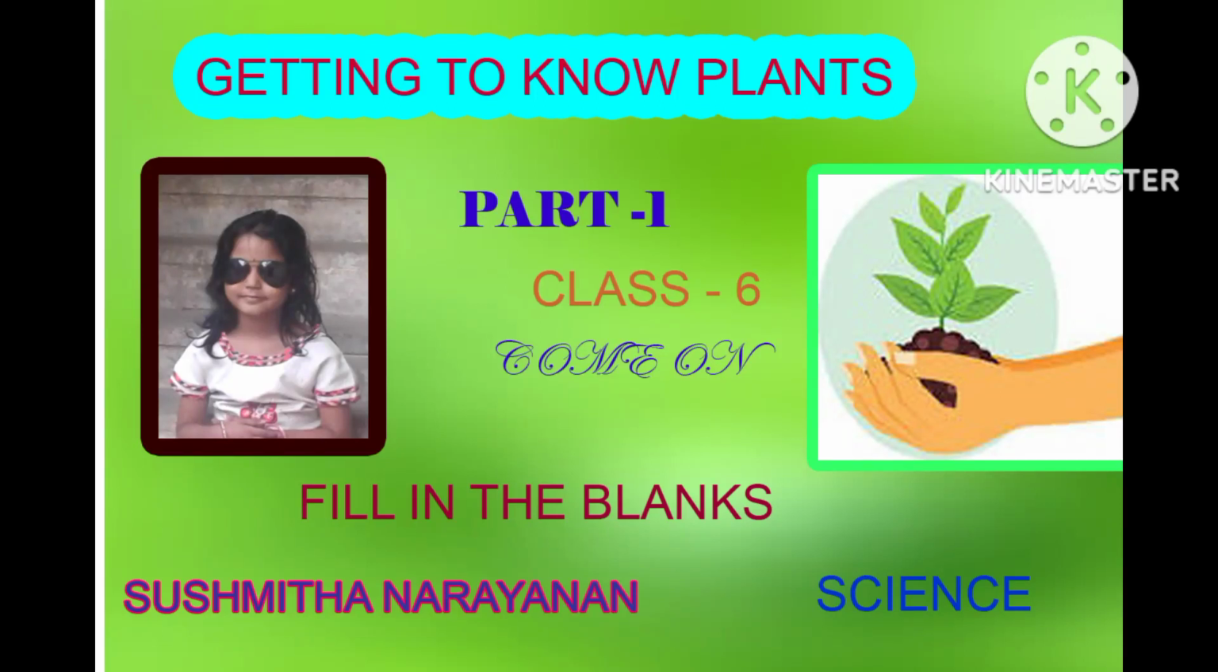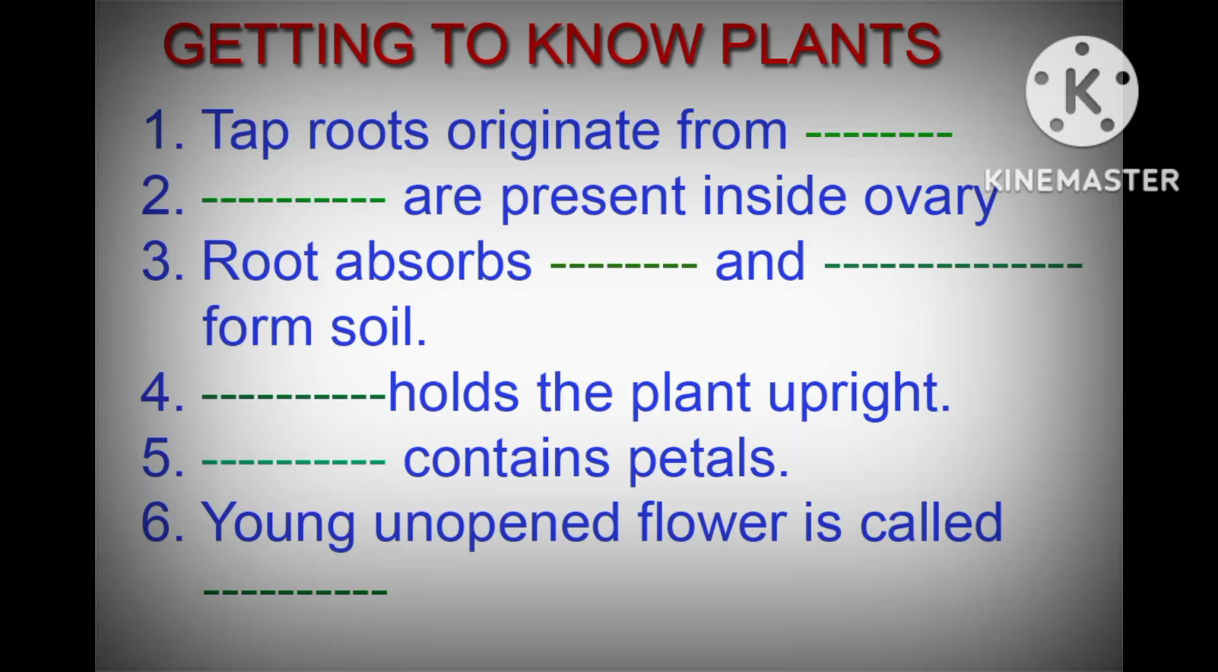Today we are going to see getting to know plants. First question. Tap roots originate from dash. The answer is radical. Second question. Dash are present inside ovary. The answer is ovules. Third, root absorbs dash and dash from soil.